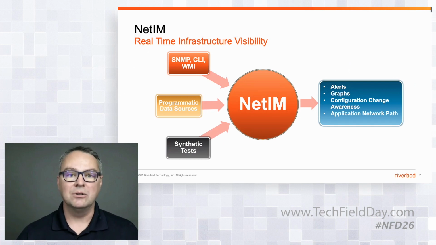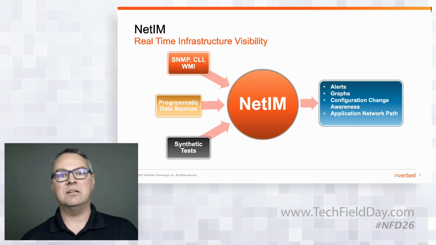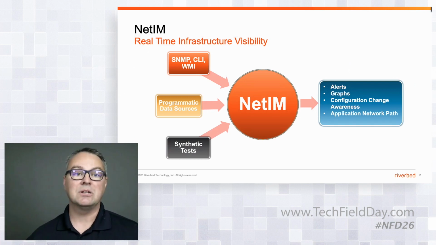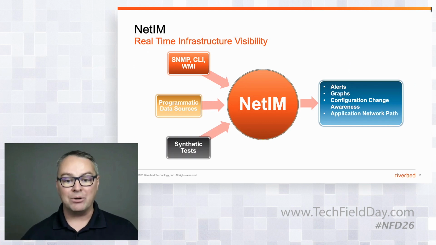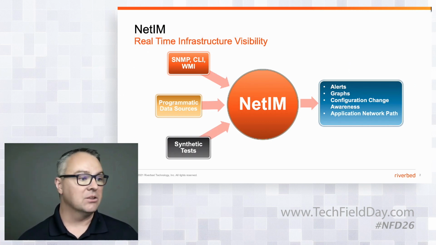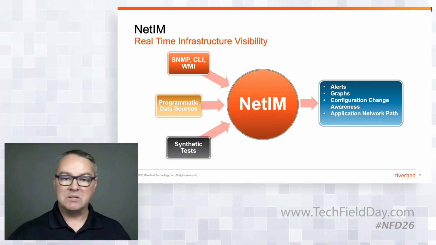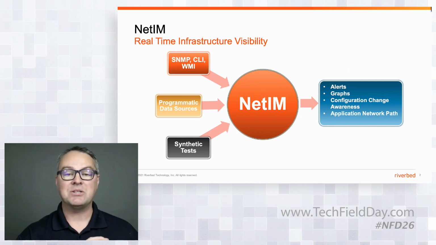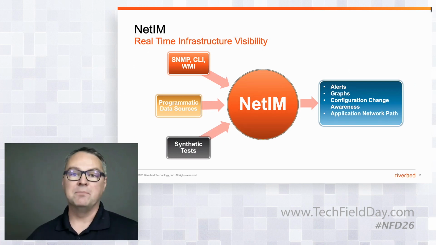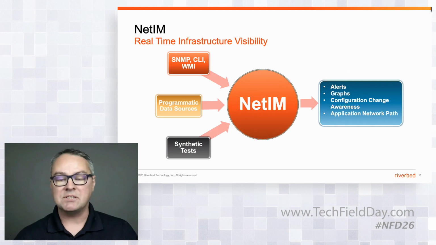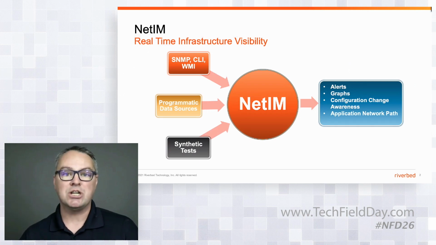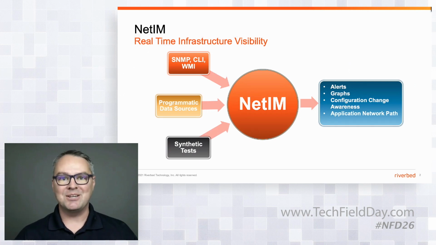So NetIM is just this database where we collect all of these different elements, and then we're able to do some pretty cool things, like set some thresholds and configure some alerts so that it lets you know when things are out of whack and not looking the way that you expect them to be. We ingest all of that information into NetIM, and then from there you get alerts, you get graphs. It tracks configuration changes, so you can go back and look and see what's happened there. We can alert on that stuff.